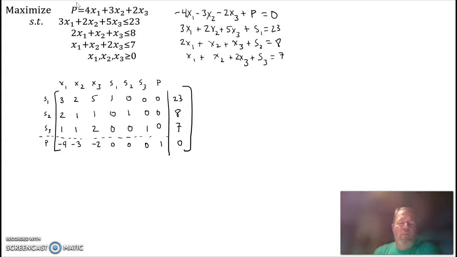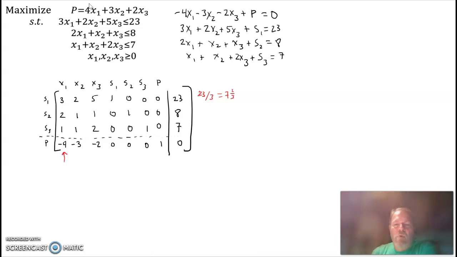So now we're ready to figure out our pivot row. The pivot row, or correction, the pivot column is the most negative column. In this case, it's negative 4. And we want to see which number in that column we pivot off of, and we do these divisions. So we do 23 divided by 3. That's 7 and 2/3.